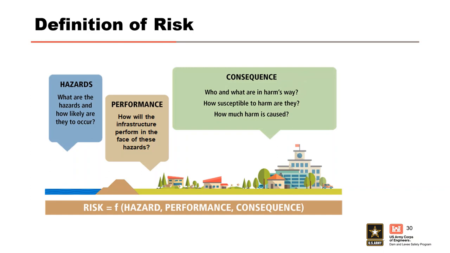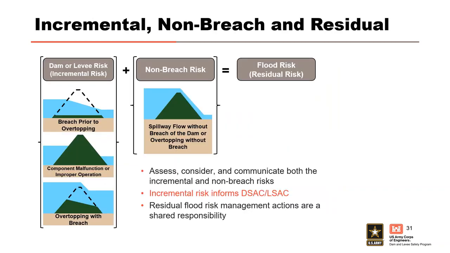We saw this slide back in session one. This figure shown is embedded in the periodic assessment and facilitators training presentations, and it is also in our dam safety and levee safety policy documents. It shows that risk is a function of the hazard, the performance, and the consequences. There are three different types of risk we will consider: incremental risk, non-breach risk, and residual risk.